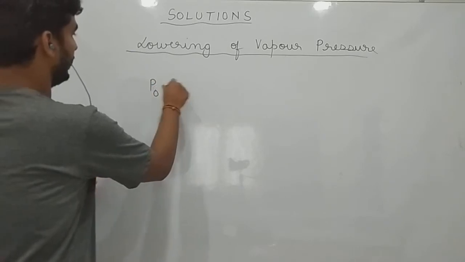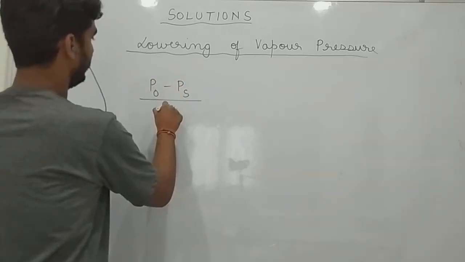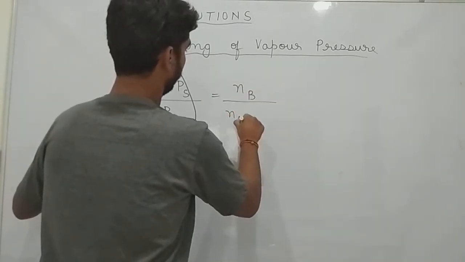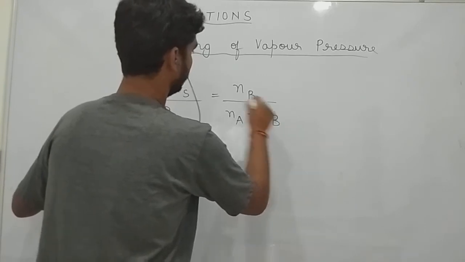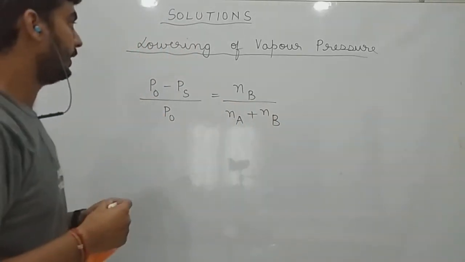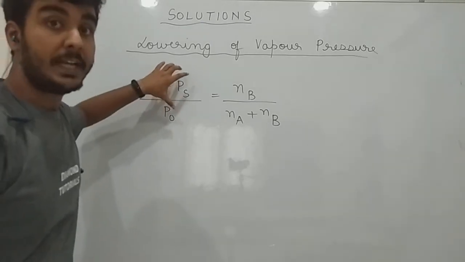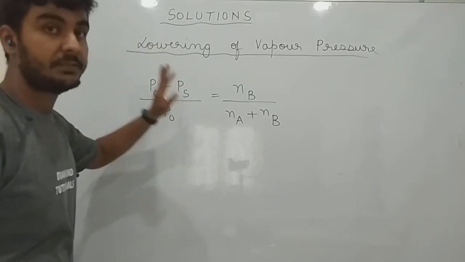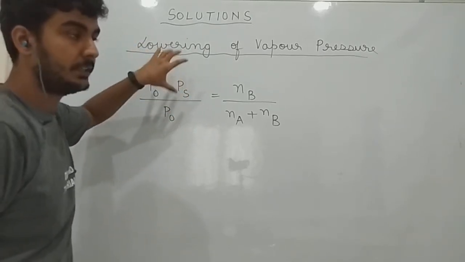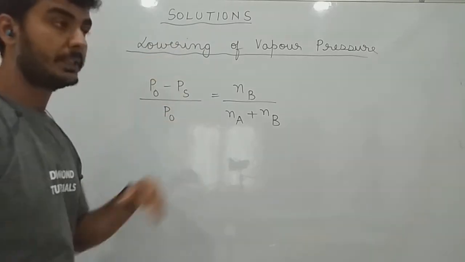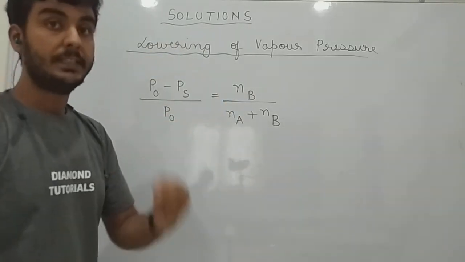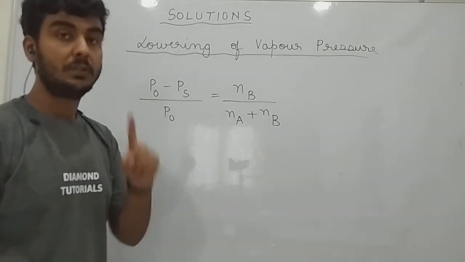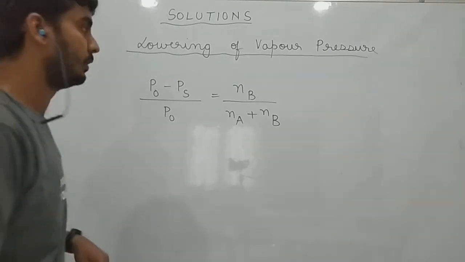It was P naught minus Ps divided by P naught is equal to Nb by Na plus Nb. Now I'll be explaining what these terms indicate. On the LHS we have relative lowering of vapor pressure, and that relative lowering in vapor pressure of the solution is equal to the mole fraction of solute in the solution.